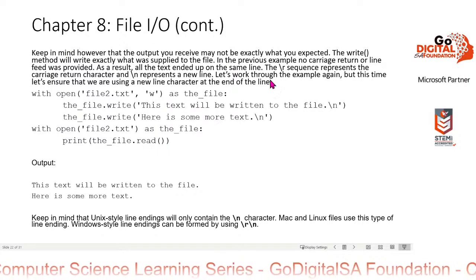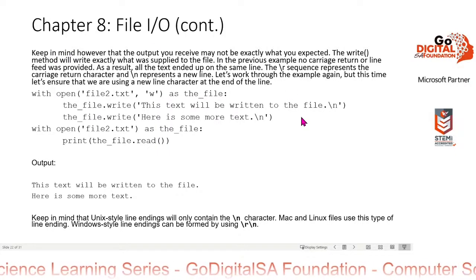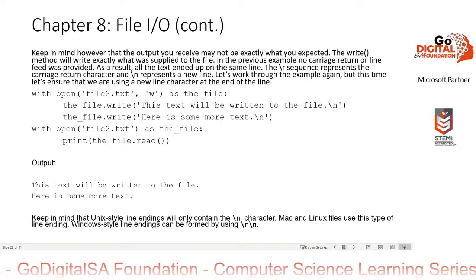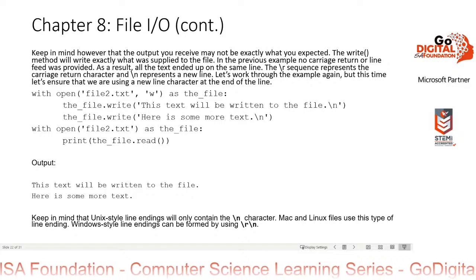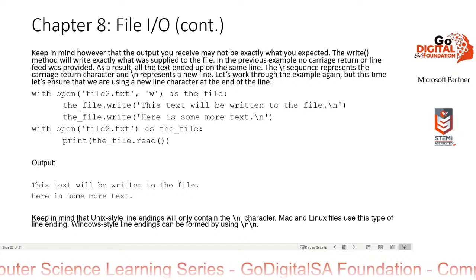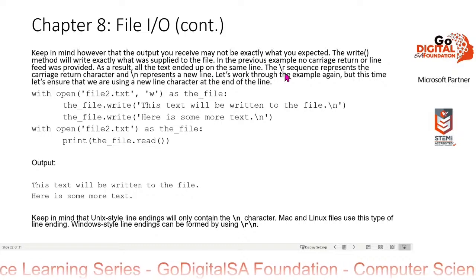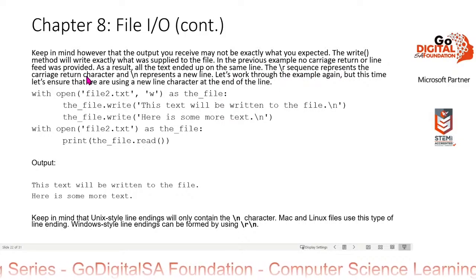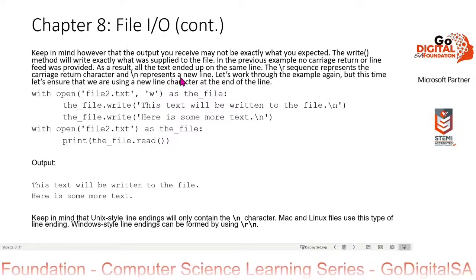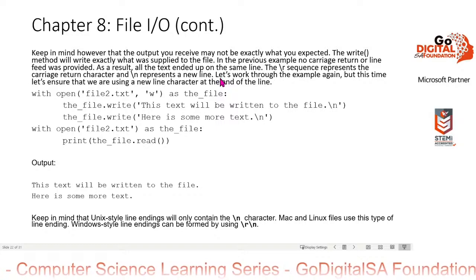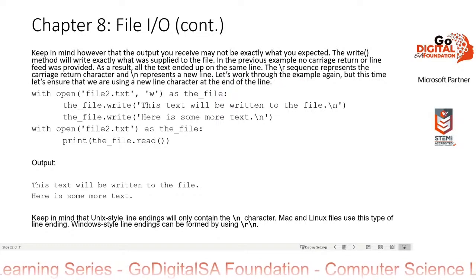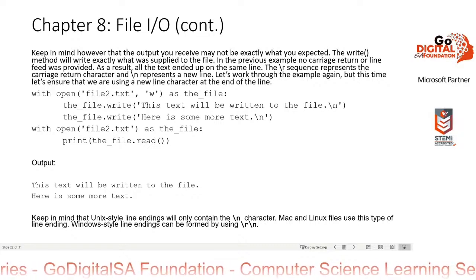Keep in mind, however, that the output you receive may not be exactly what you expected. The write method will write exactly what was supplied to the file. In the previous example, no carriage return or line feed was provided. As a result, all the text ended up on the same line. The \r sequence represents the carriage return character, and the \n represents a new line. Let's work through the examples again, but this time let's ensure that we are using a new line character at the end of the line.